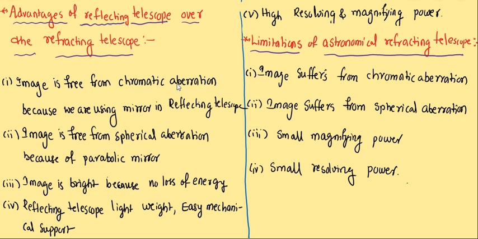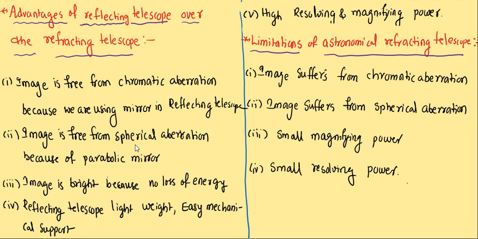Chromatic aberration means color defect. It is called the color defect. Different colors will form different images, and colored images will be formed. This is chromatic aberration if you use lenses. And the second point is that the image formed by the reflecting telescope is free from spherical aberration. There is no spherical aberration.